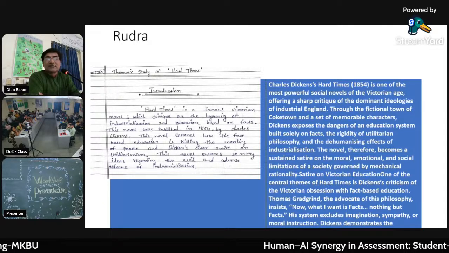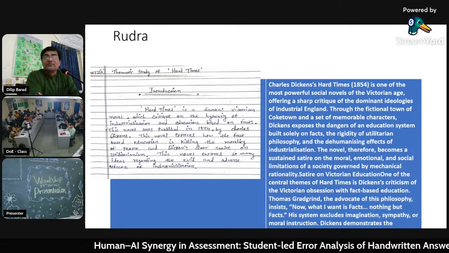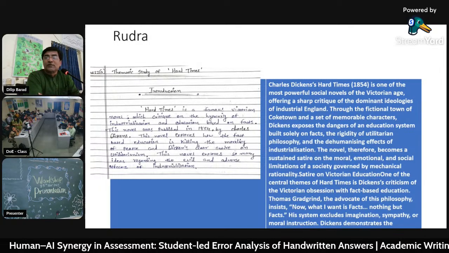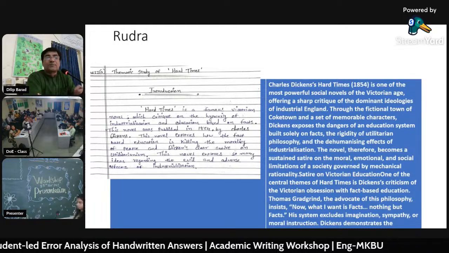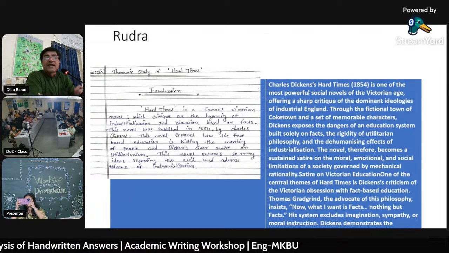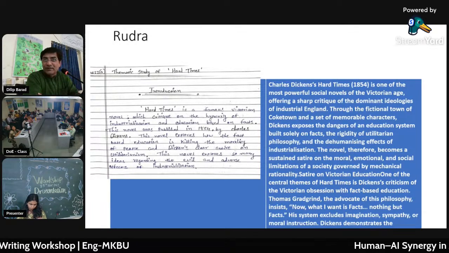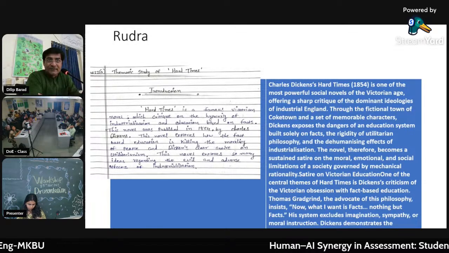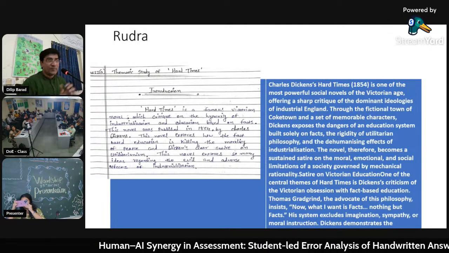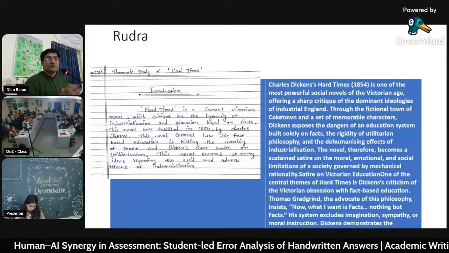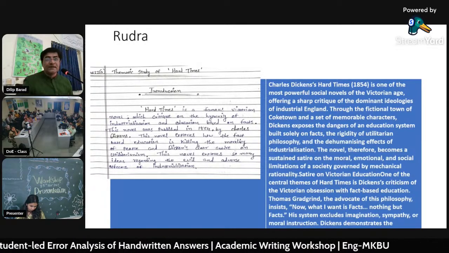Now, "Charles Dickens' Hard Times (1854) is one of the most powerful social novels of the Victorian age, offering a sharp critique of the dominant ideologies of industrial England." Now, if you compare the first line, what do you learn from that? That is what you have to see: how you begin, and how this line is written with a comma, punctuation mark. That is the comparing of the outcome there.